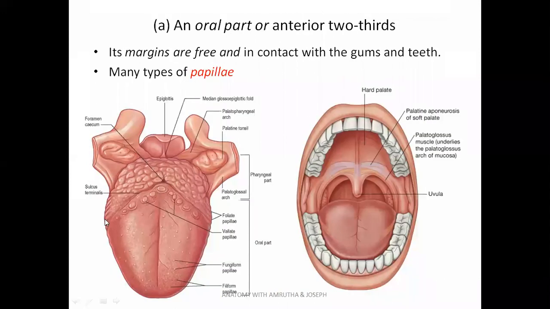Talking about the oral part or anterior 2/3 of the tongue, its margins are free. These are the margins of the anterior 2/3. They are free and in contact with the gums and the teeth. Now there are different types of irregularities that can be seen in the anterior 2/3, and they are called papillae. Papillae are projections of the mucosa of the tongue.